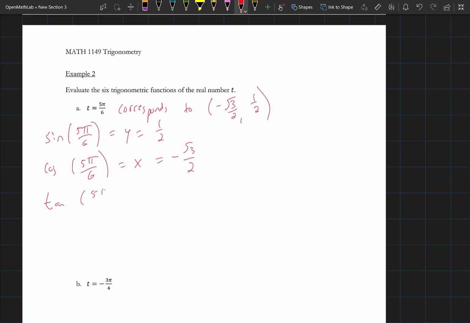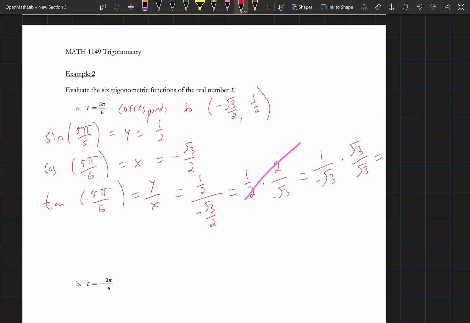Tangent of 5 pi over 6 is equal to y over x, which would be 1/2 over negative radical 3 over 2. So we're dividing fractions. This would be 1/2 times 2 over negative radical 3. So these 2's cancel. What we end up with is 1 divided by negative radical 3. So I need to multiply top and bottom by radical 3 to rationalize the denominator. So I get radical 3 over 3, and it's negative, right? So negative radical 3 over 3 is equal to tangent.